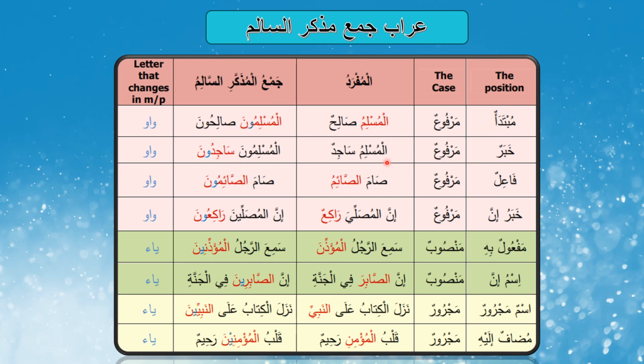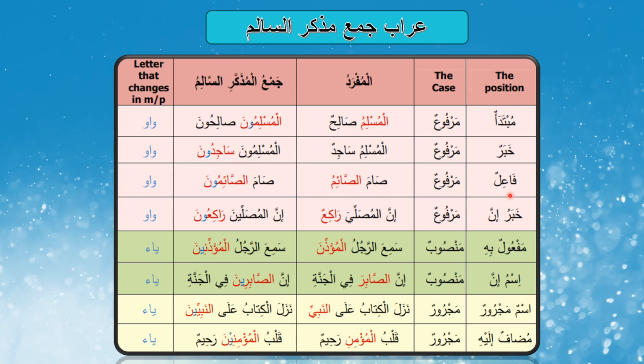So let's see, al-muslimu sajidun. If you change the mubtada, the khabar is also going to change. So al-muslimuna sajiduna. Here sajidun is the khabar. How will you know? Number one, from seeing the letters waw wa noon, it's Jama muzakkar, and by seeing the position in the sentence, since it's in the khabar position, we know that it's in marfu position.